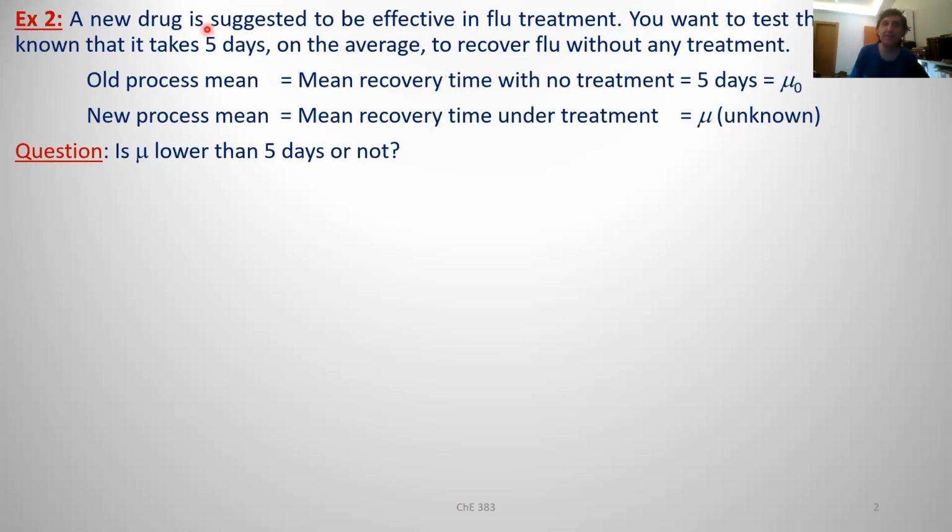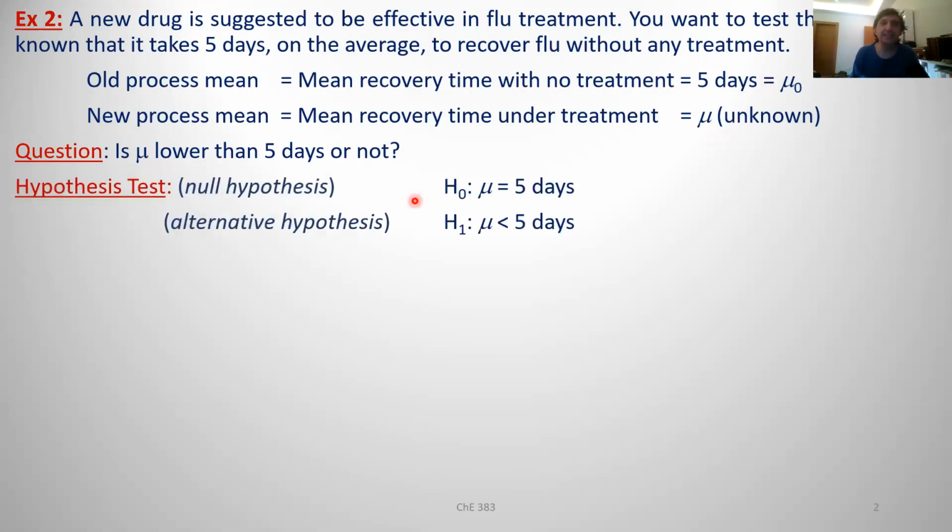So basically, if you really would like to test the drug, the question is whether you can lower this mu value, the mu value of the recovery time of the people using that drug, to shorter than 5 days. So in this case, the null hypothesis will be again the equality that mu is equal to 5 days, right? Mu, which we do not know, but we just assume that it is equal to 5 days. The alternative hypothesis will be mu is smaller than 5 days.